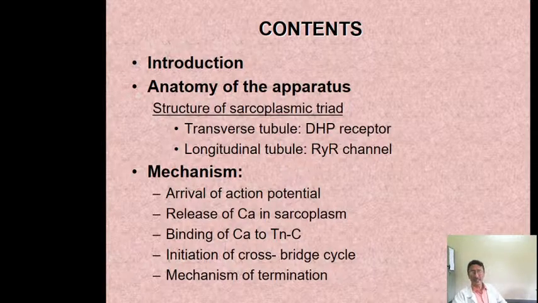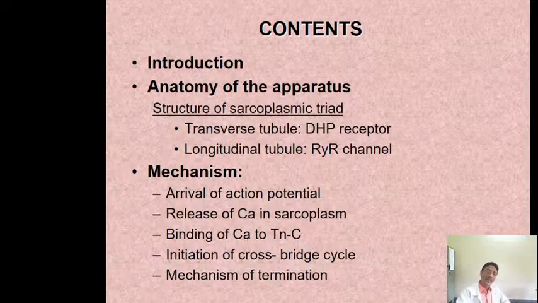Now, what is the mechanism? First, there is the arrival of the action potential. Once the action potential reaches into the muscle fiber, there is a release of calcium into the sarcoplasm. This calcium binds to troponin C, causing a configurational, mechanical change. Binding of calcium to troponin C uncovers the active site. Once the active site is uncovered, actin myosin cross bridges form and shortening of the muscle takes place.